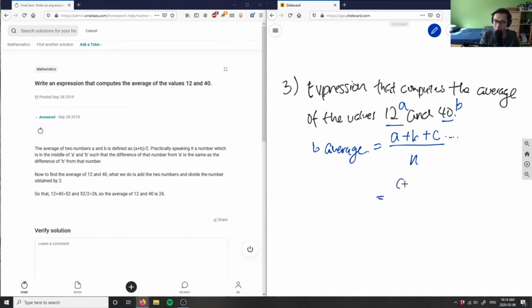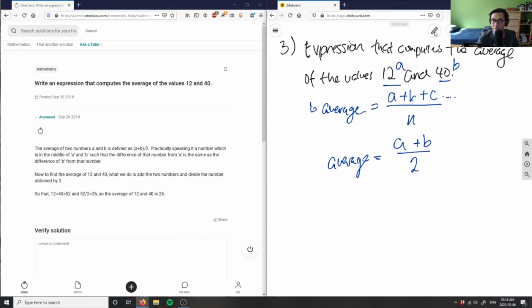In this case, we only have two terms. We have a plus b here, divided by 2, right? So this will be our expression that calculates the average. The average would equal a plus b divided by 2, right? And this is our expression to compute the average.